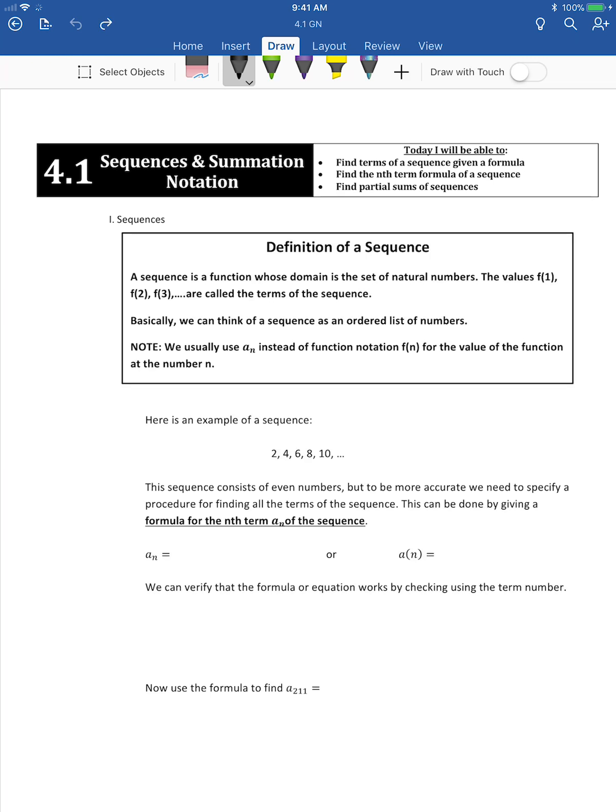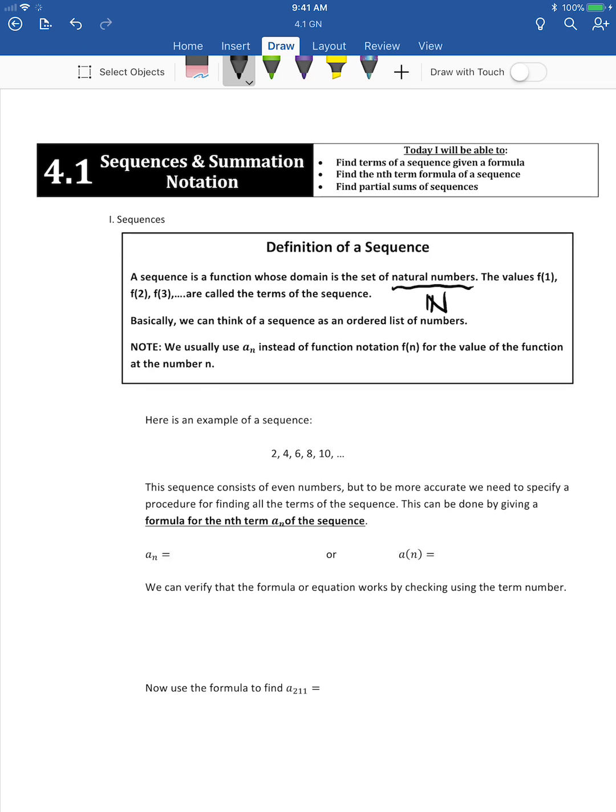So Section 1 is sequences and summation notation. We should probably start with talking about what a sequence is. We have it here in this box. I won't read the entire definition to you, but basically, a sequence is a function whose domain is the set of natural numbers. The natural numbers are the positive whole numbers. Sometimes it includes 0, sometimes it doesn't.